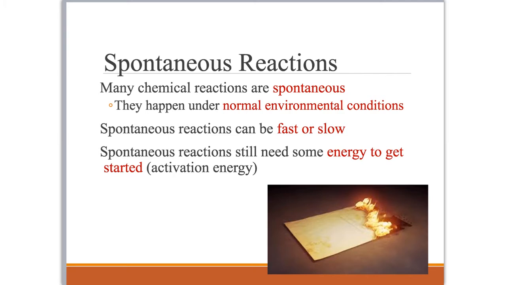So many of the chemical reactions that we've been doing in school are spontaneous. We don't have to do anything besides mix two things together, and they're just going to occur under normal environmental conditions. In the lab, at room temperature, we don't have to do anything special. Those kinds of reactions are known as spontaneous reactions, and spontaneous doesn't necessarily mean fast. Spontaneous reactions can be fast, but they also can be quite slow, so they can occur at any speed. They usually do need a little bit of energy to get going.